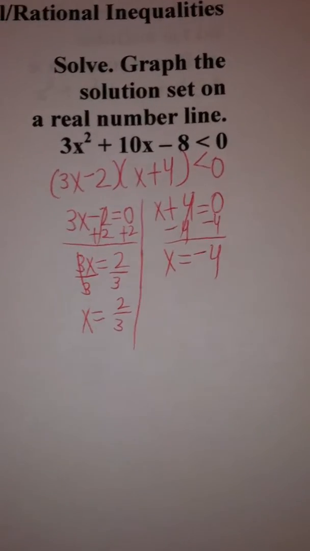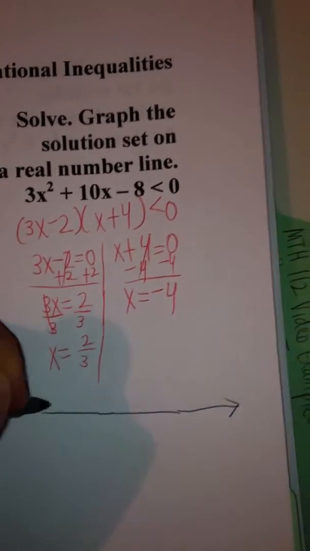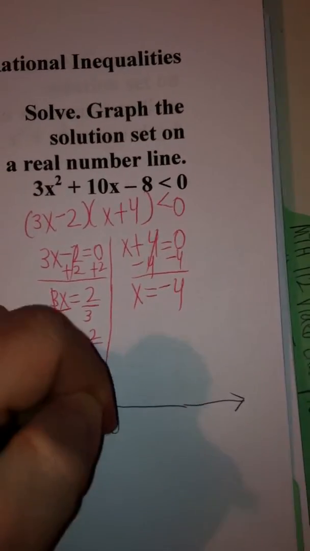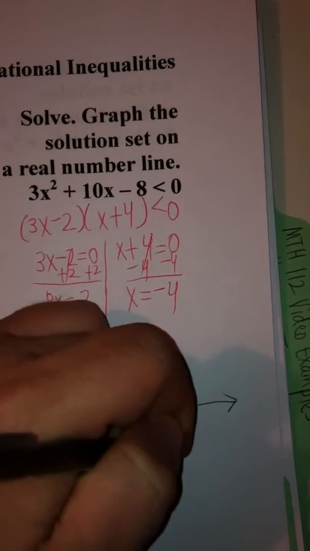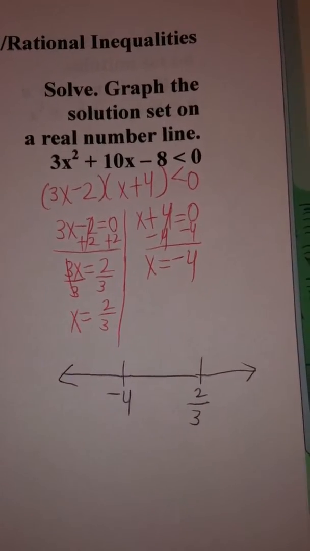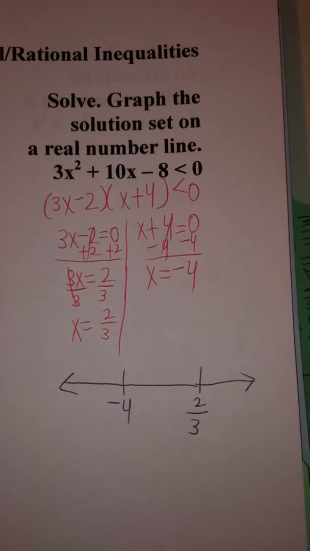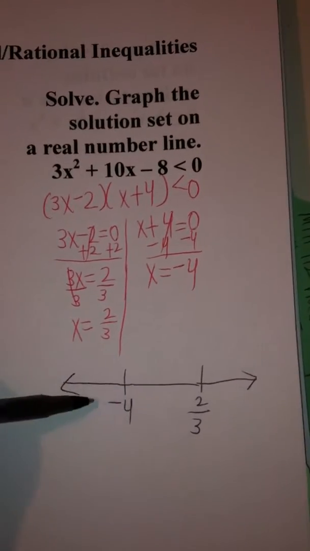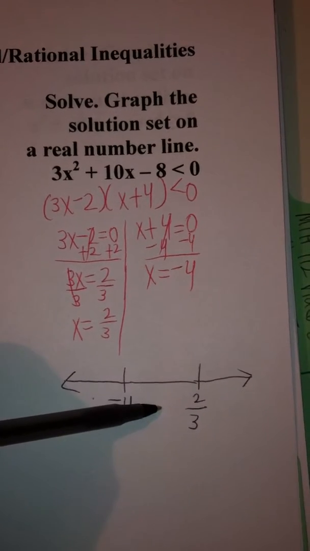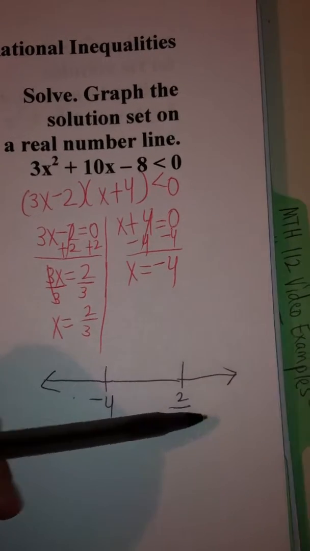Next step, draw a number line and put your test points on it. So we had -4 and 2/3. Now, how many intervals do we have on the number line? Right, we have 3. We have everything less than -4. We have the interval between -4 and 2/3. And then we have everything greater than 2/3.